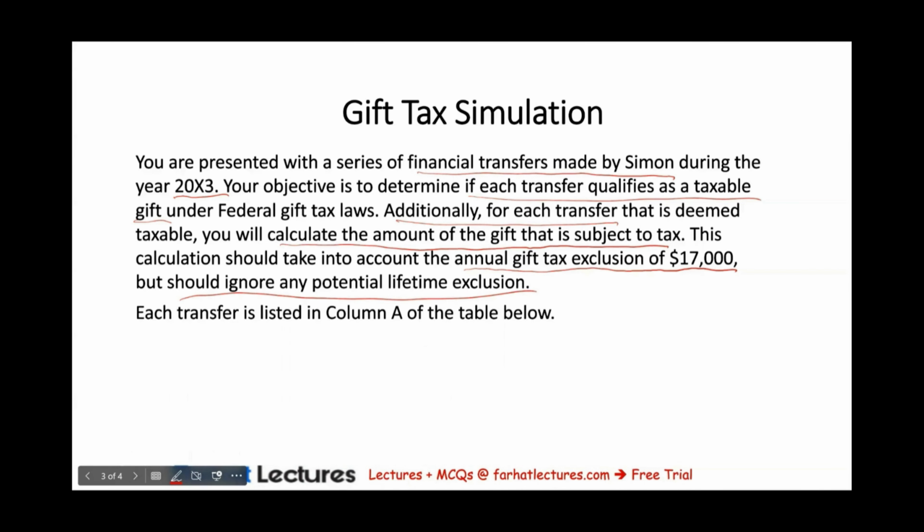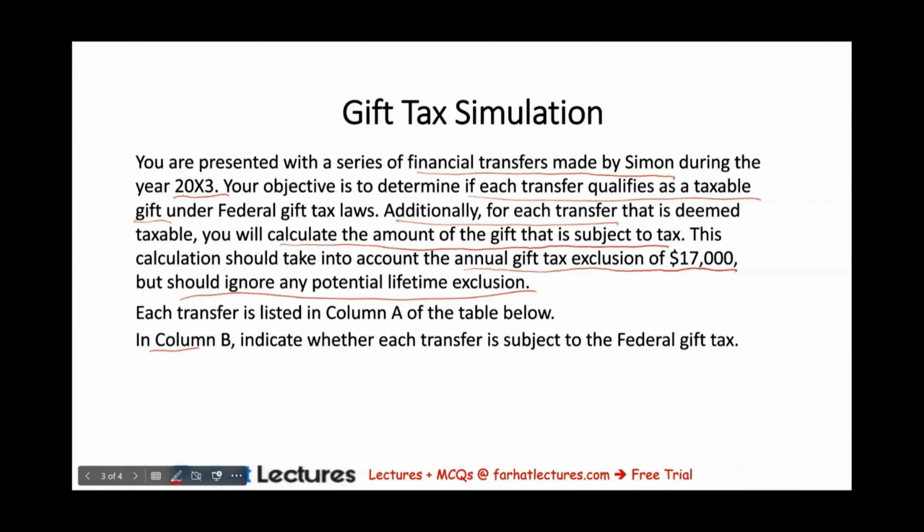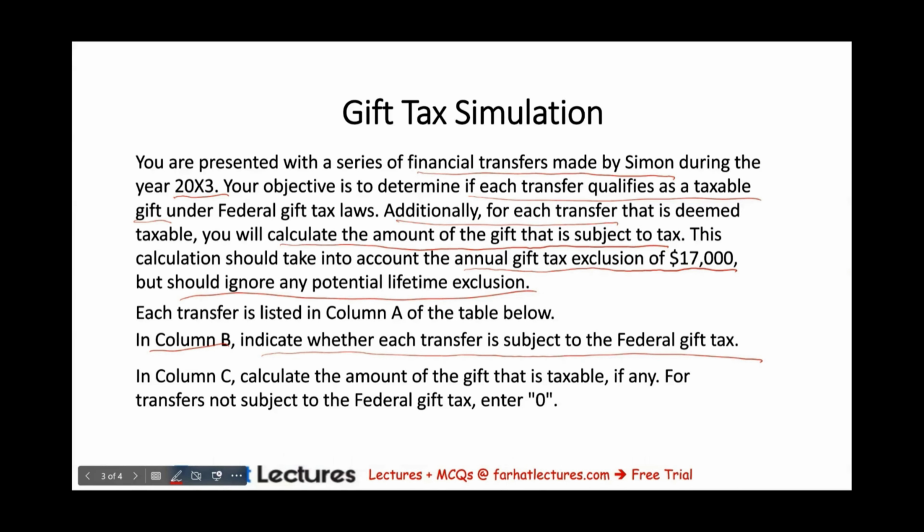Each transfer is listed in column A of the table below, and in column B, we need to indicate whether each transfer is subject to the federal gift tax. In column C, we need to calculate the amount of the gift that is taxable, if any. For transfers not subject to the federal gift tax, enter a 0. We have to always pay attention to the instructions, whether we need to leave a cell blank or we should put a 0 according to the examiner's instructions.